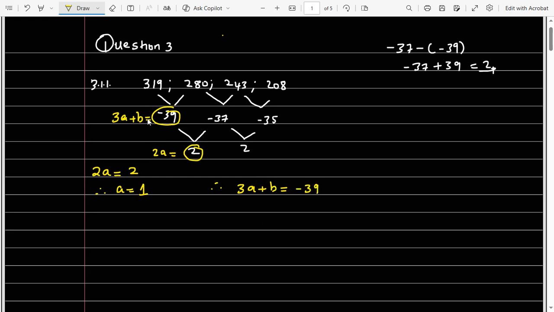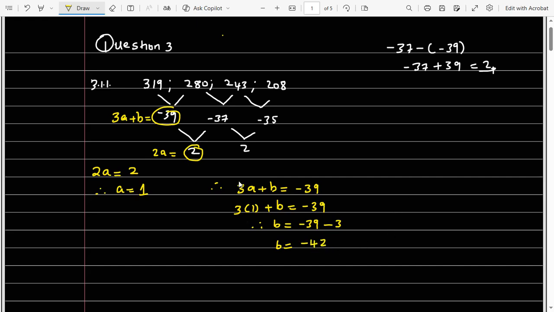So you can see that already you know the value of A. The value of A is 1, where there's A, I substitute 1. And then let's solve for B. So B is equal to minus 39. I'm going to move the 3 to the other side. So the 3 goes to the other side to be negative 3. Therefore, the value of B is just minus 42.